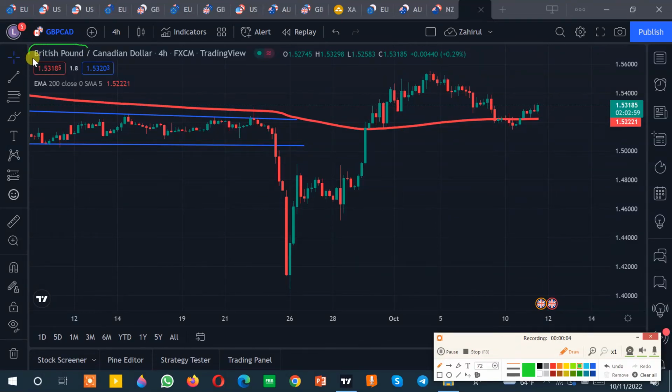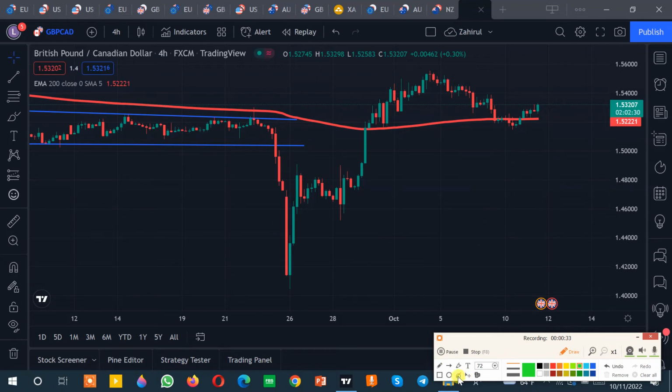This is the British pound and Canadian dollar chart, H1 time frame and H4 time frame. From this H4 time frame, this is the 200 EMA, acting as a dynamic support at this moment and indicating an uptrend market. This is the uptrend market. From this uptrend market, our expectation is to find only buys.